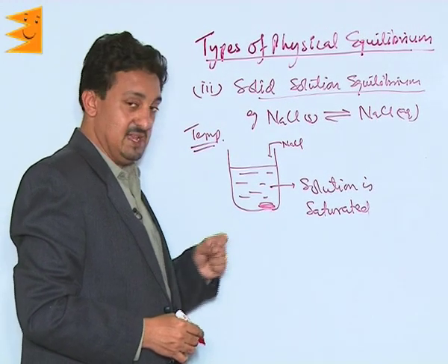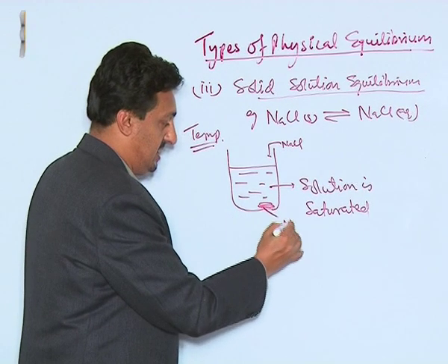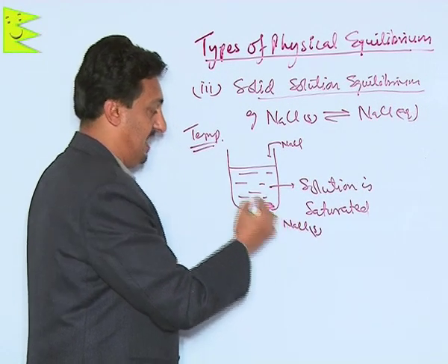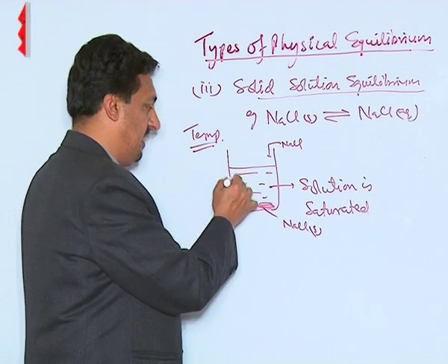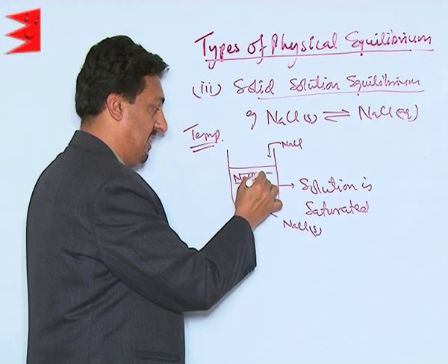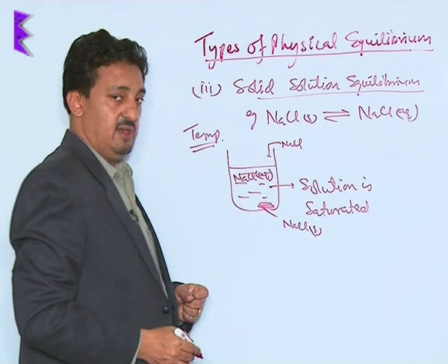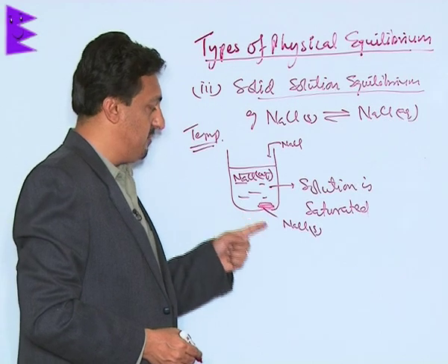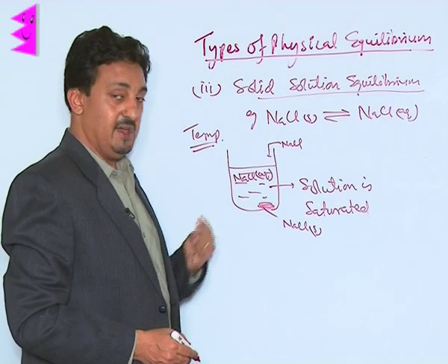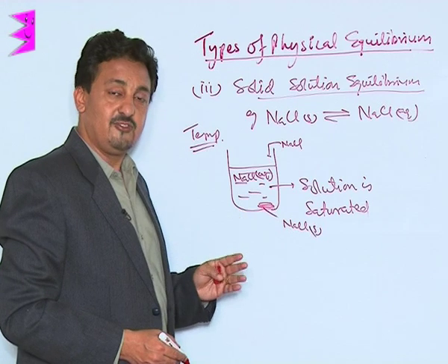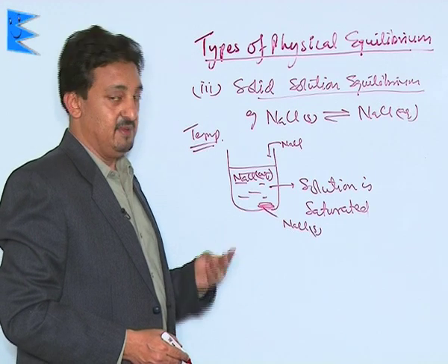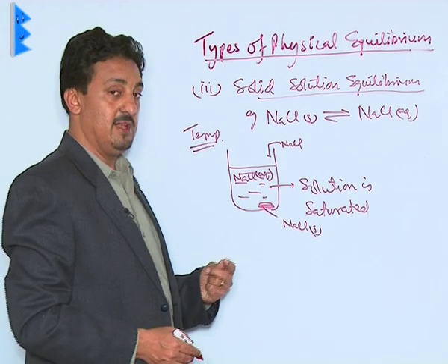So, at this stage, this solid NaCl, which is lying at the bottom of the beaker, and this NaCl, which is lying in the solution in the form of aqueous state, they both will be in equilibrium. It appears that the solid NaCl is not showing any change. That means the state is appearing to be static.